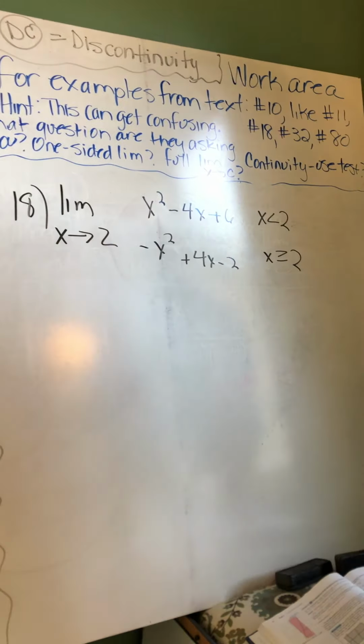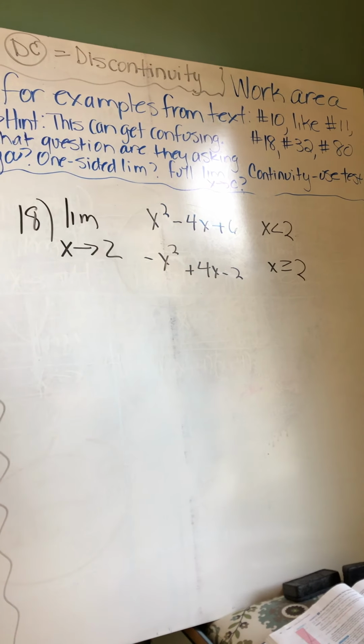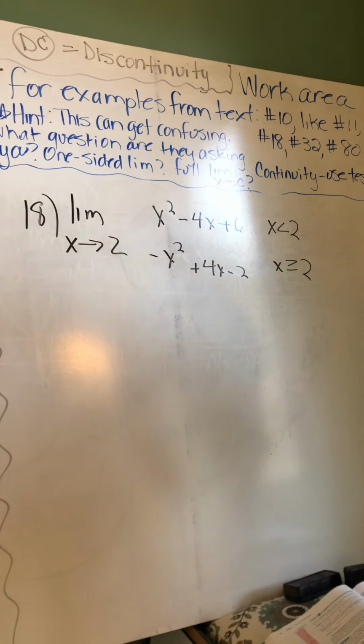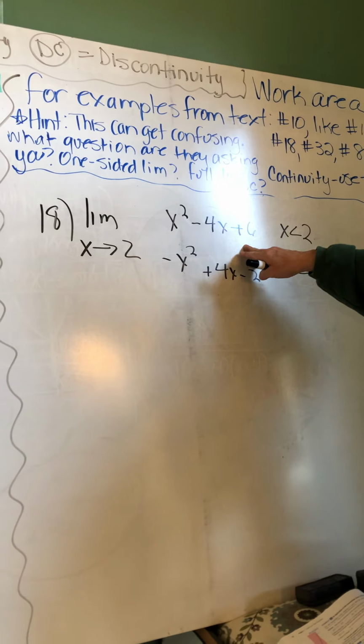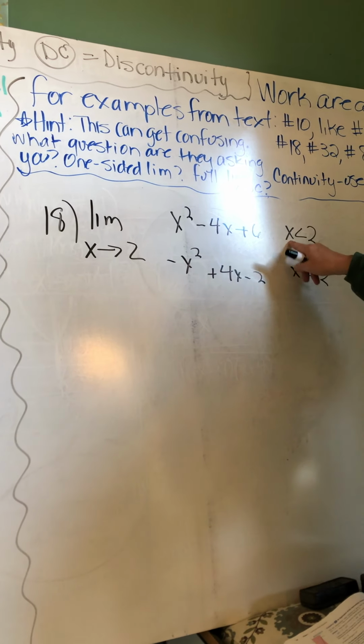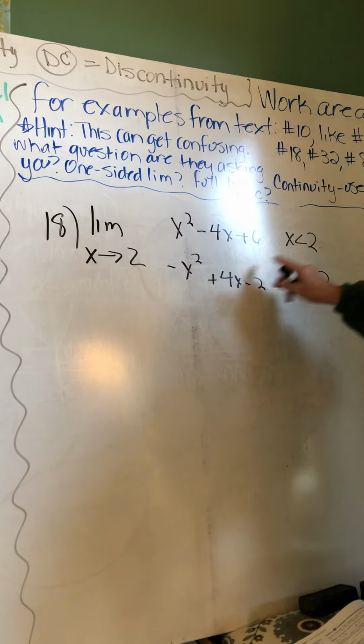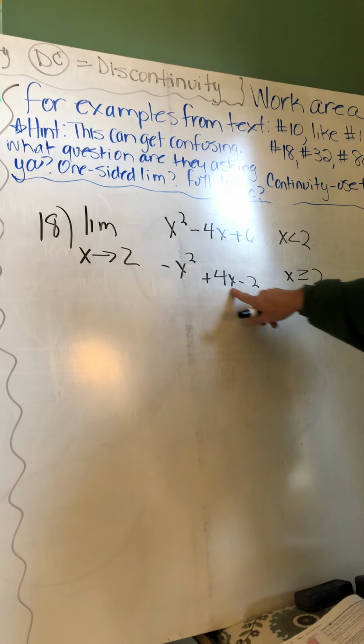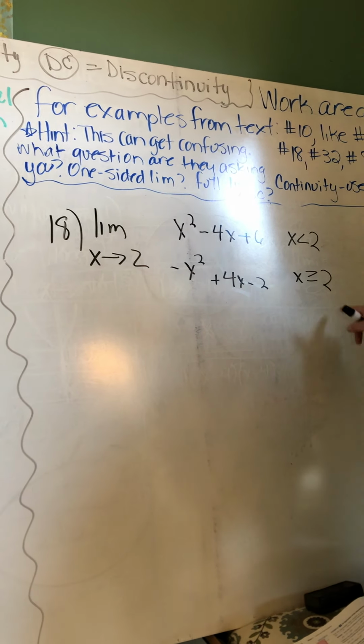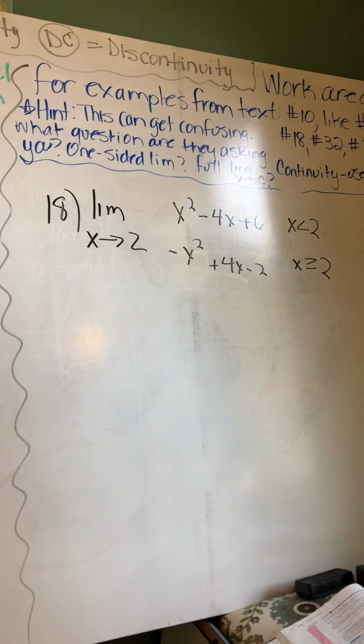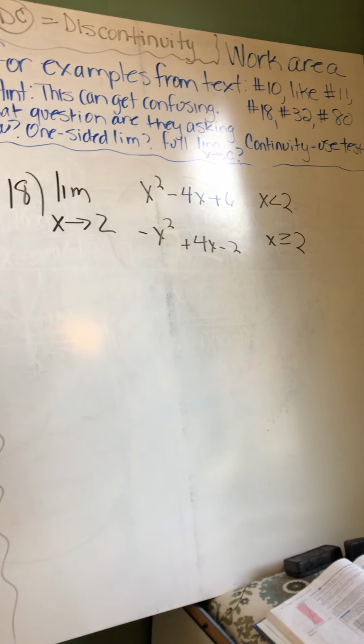Thank you so much. So they are asking for the limit as x approaches 2 of this piecewise function. So notice you have this quadratic for x less than 2. And you have this quadratic for x greater than or equal to 2. And so what do we do here? We do what we always do.